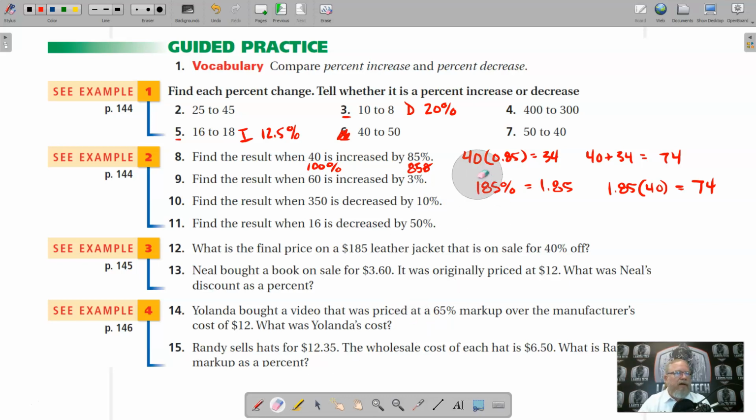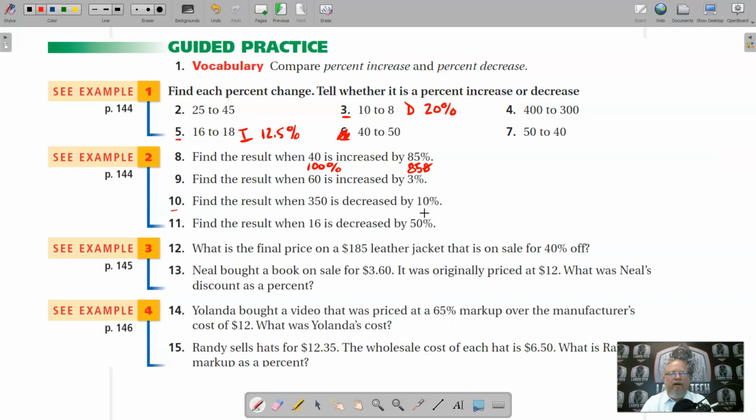Let's do another one here, only this time let's do a decrease. Let's do number 10. Find the result when 350 is decreased by 10%. Now you could say, oh, I know 10% of 350, that's 35. 350 minus 35 is going to be, well, 315, right? So I should come up with 315. My mental math tells me 315.